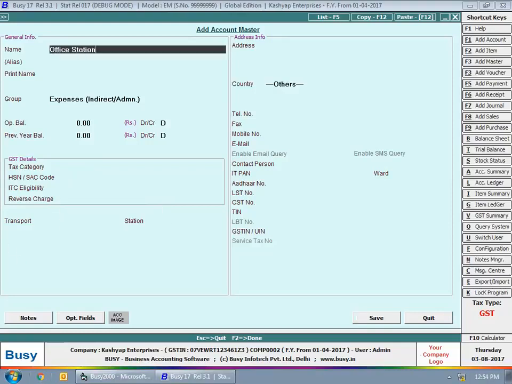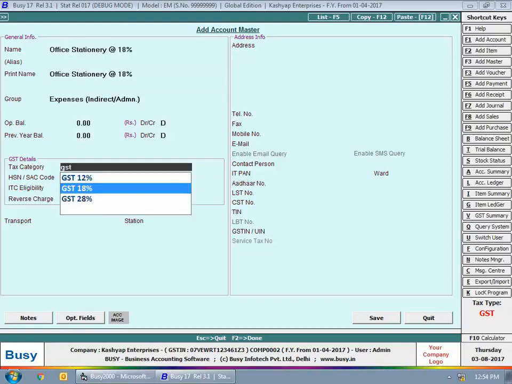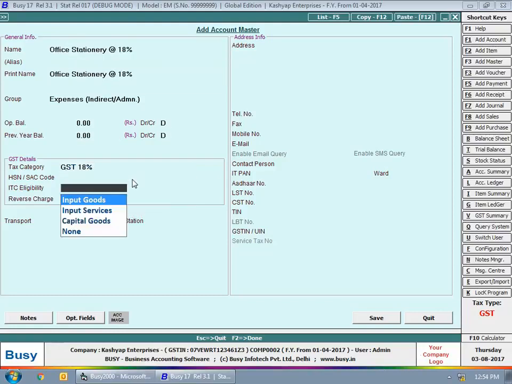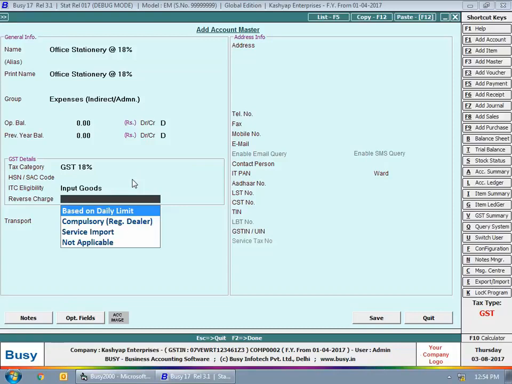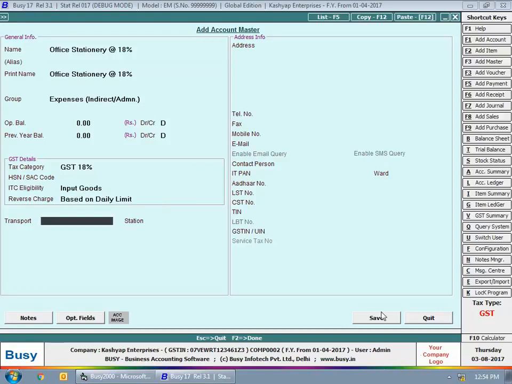Next, we'll create the office stationery at 18% account. We'll take its tax category as GST 18%, ITC eligibility input goods, and again this expense will depend on the daily limit option. So we'll take the reverse charge based on daily limit.